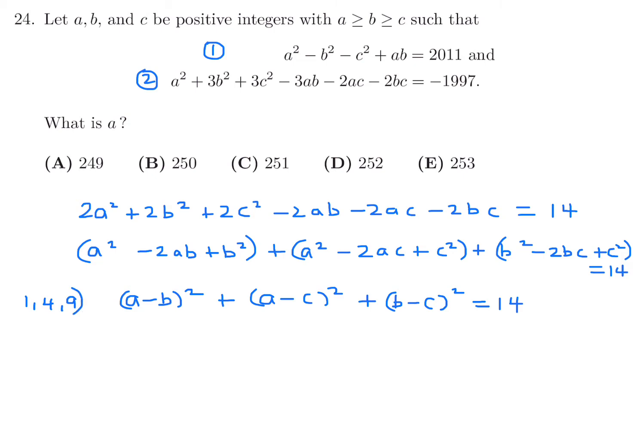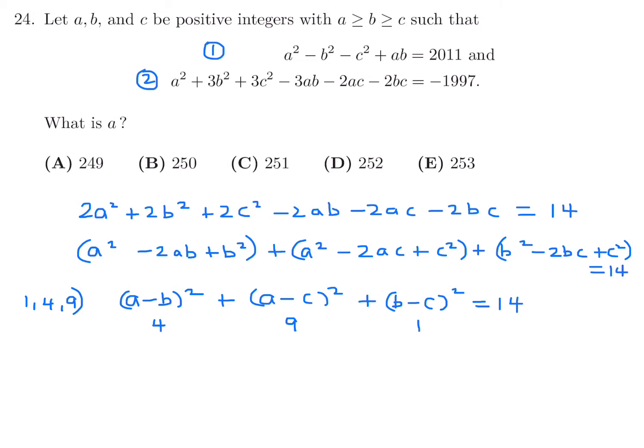Well, A is the greatest and C is the smallest. So the biggest difference has got to be 9, right? So A minus C is 9. And the other two, it doesn't really matter because we're not really sure what B is. Is B closer to A or is it closer to C? So we can just arbitrarily give it a value.